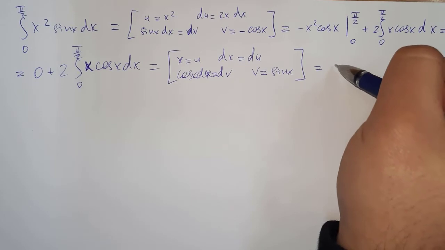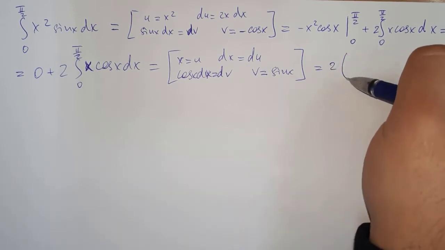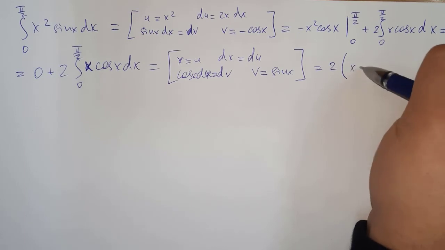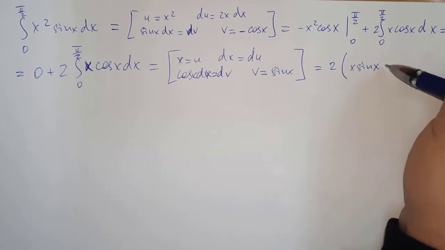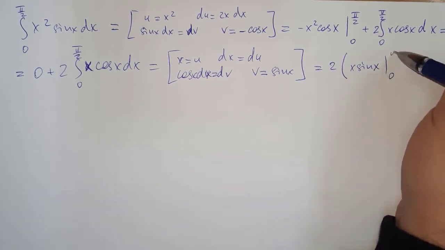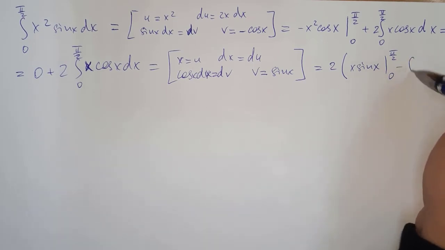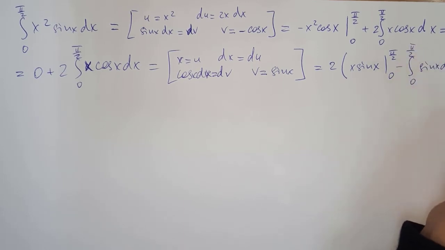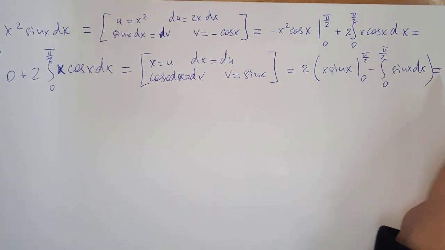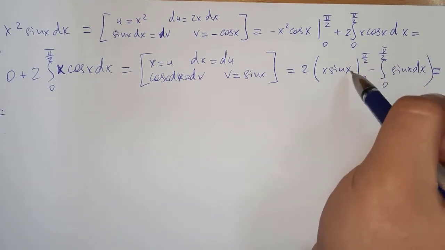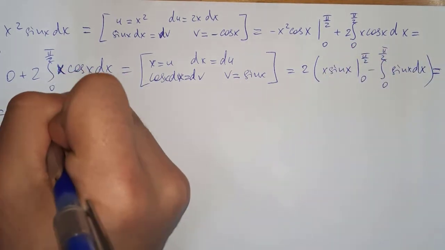Okay, now it will be 2, and now uv, so it is x times sine x, with bounds 0 to pi over 2. So minus integral of sine x dx, and here also from 0 to pi over 2. Do not confuse, we need to put these limits. Okay, now let's continue. If you put pi over 2, it will be sine pi over 2, which is 1. So we will get 2 times pi over 2.